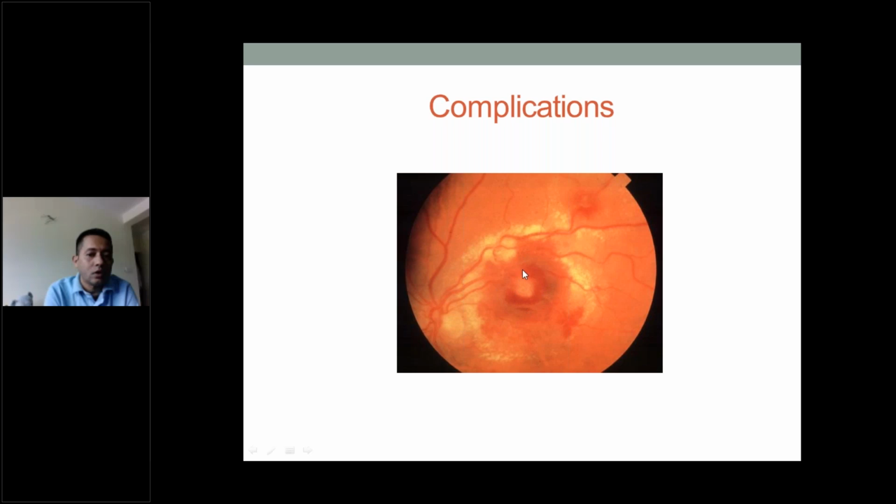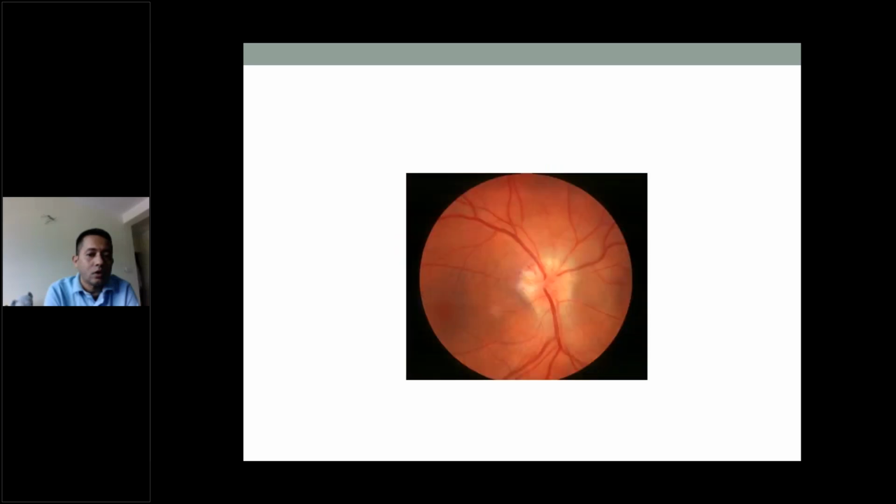But usually we are able to diagnose, and if you see an FFA, then you can see the dye will collect in the area of the aneurysm. So macroaneurysm is more commonly seen in elderly female patients with hypertension rather than in males.